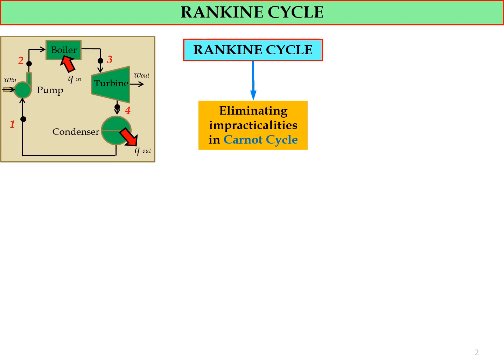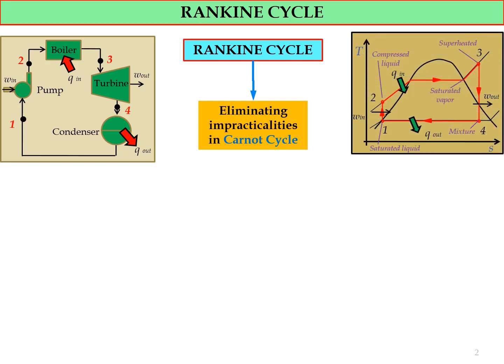So the Rankine cycle was introduced in order to eliminate impracticalities in the Carnot cycle. We already discussed the impracticalities of the Carnot cycle in part number 1. Okay, and this TS diagram shows the ideal Rankine cycle, represented by the red cycle.